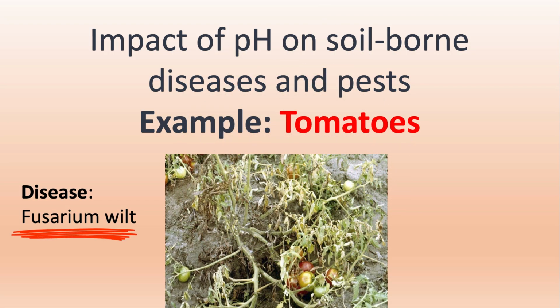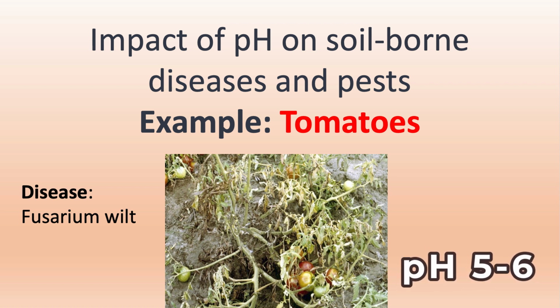Fusarium wilt is a common soil-borne disease that affects tomatoes. The fusarium fungus thrives in acidic soil conditions, typically within a range of 5 to 6. Now, maintaining a slightly higher, more neutral pH of around 6 to even 6.8 can help suppress the fungus and reduce the risk of the disease.